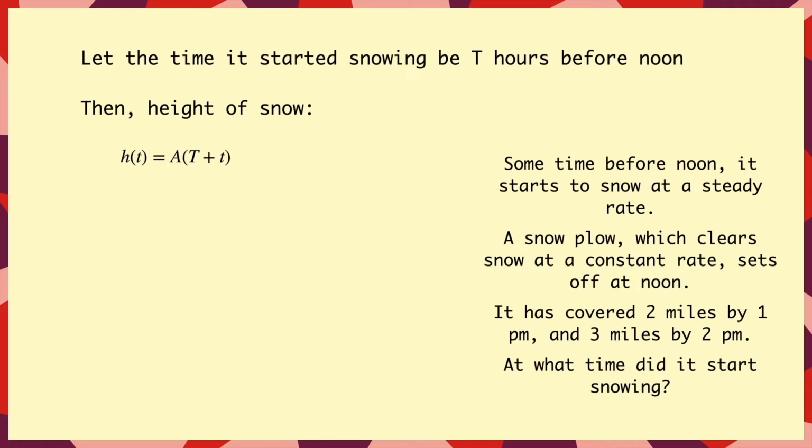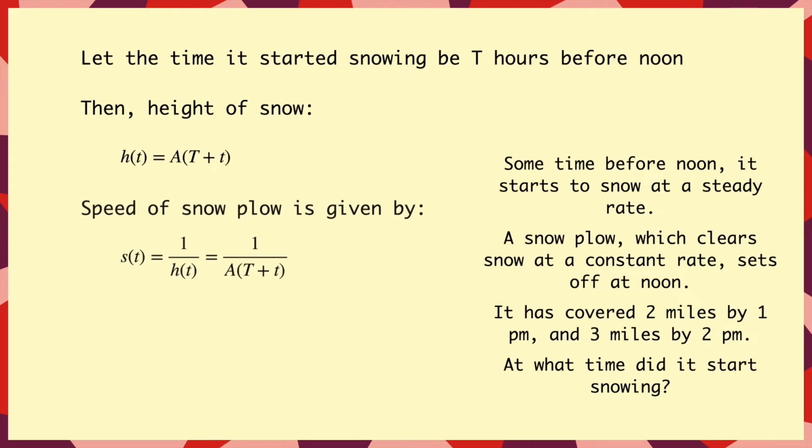Next, we're told that the snowplow clears snow at a constant rate, which means that its speed is going to be inversely proportional to the depth of the snow. So therefore we can write the speed as 1 over the snow height. We could introduce another constant here to represent how many units of snow our snowplow can clear per unit of time, but since we have the constant a from the snow height, we don't need to. It wouldn't really change anything, it would just make it a bit less tidy.